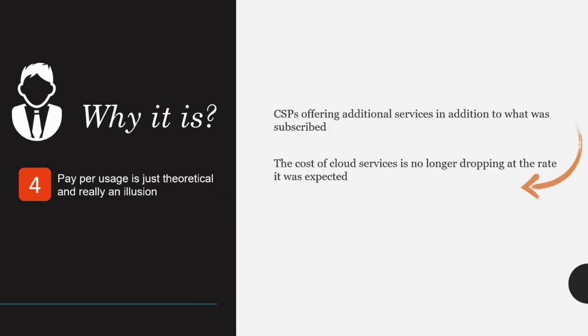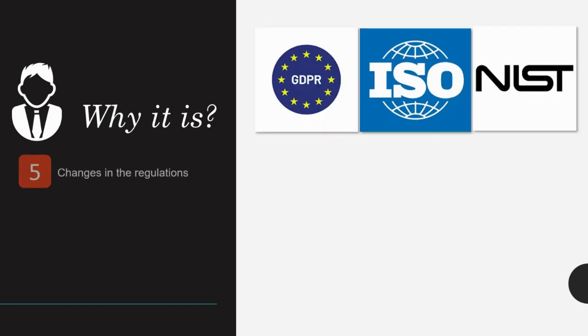And the fourth point is pay per usage is just theoretical and really it's an illusion. The cloud service provider offers additional services in addition to what was subscribed, and the total cost of public cloud is rising because of additional services. With that, the cost of cloud services is no longer dropping at the rate that was expected. Companies start realizing the fact that they spend far more than what they really anticipated.